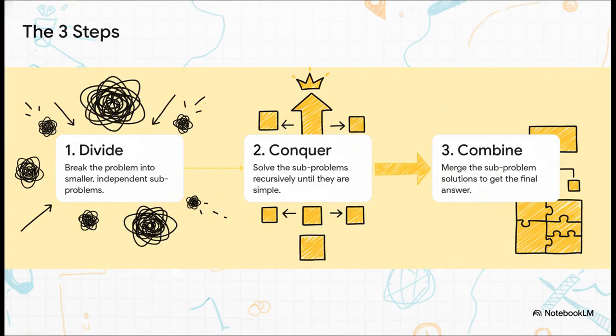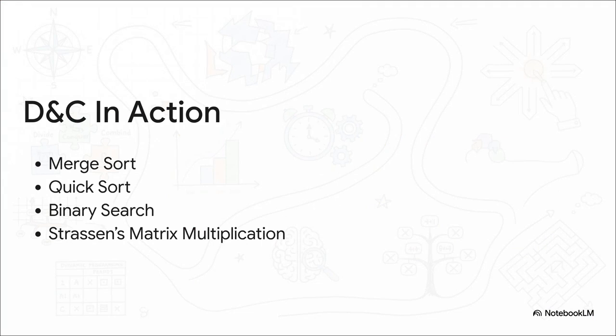And it's always the same simple 3-step dance. Step 1, divide the problem. Step 2, conquer the little subproblems. And step 3, combine the results. That's it. Simple, elegant, and unbelievably powerful. I guarantee you've seen this in action. Famous sorting algorithms like merge sort and quick sort, they're pure divide and conquer. And that lightning-fast binary search, same idea. It finds what you're looking for by just cutting the search space in half, over and over again.